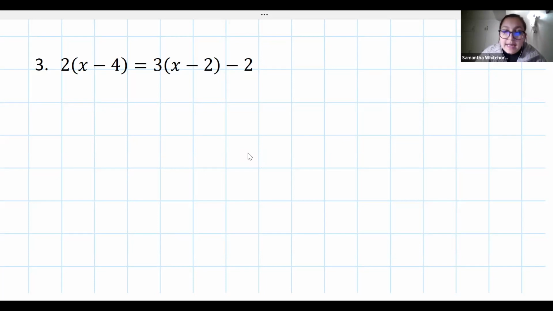I'm going to say it again. Please make sure you are solving for positive 1x. Otherwise, you have not solved for x. It should be positive 1x equals your answer.